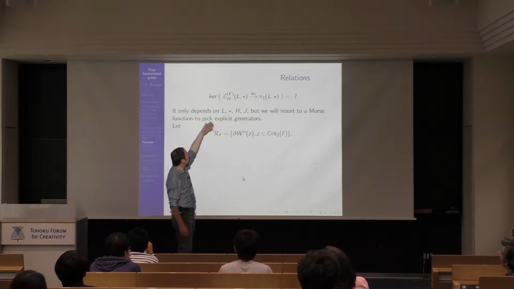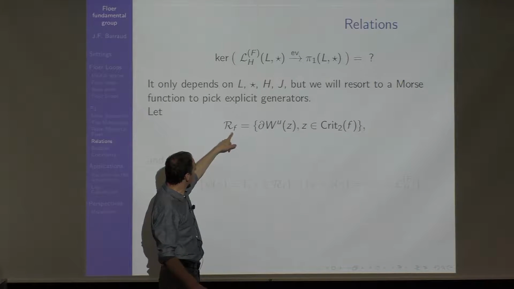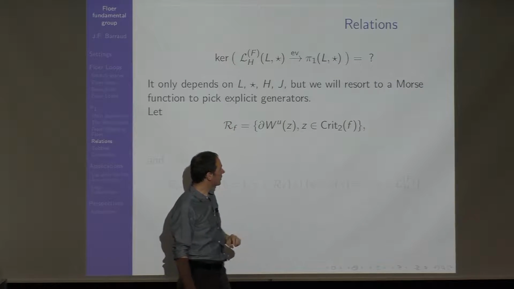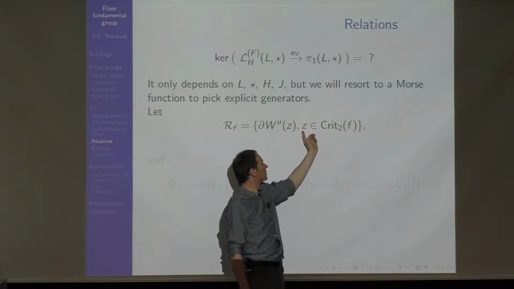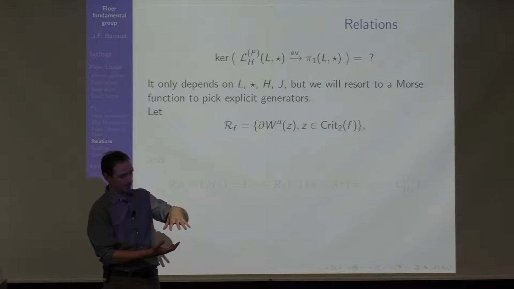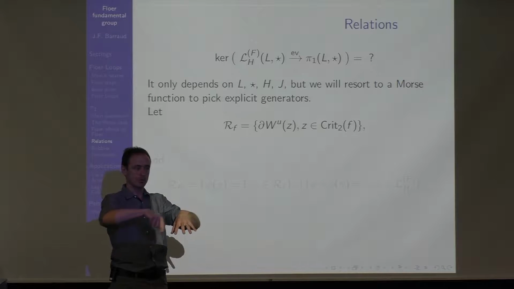So in the Morse case, I use the same Morse function as before, with a single minimum at the base point. Then it's well known that the relations in the Morse case are associated to the index 2 critical points, and an index 2 critical point has an unstable manifold, which is a disk. And on the boundary of the disk, you see a Morse loop.